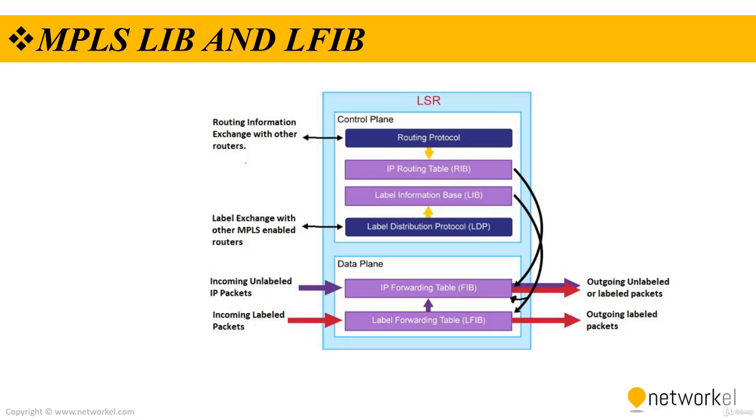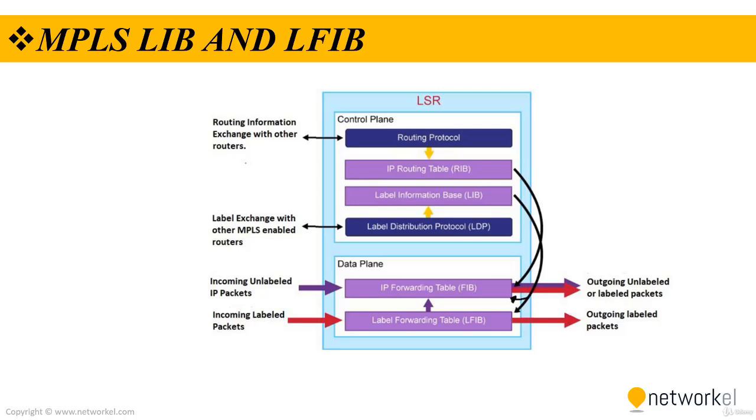Once labels have been exchanged, the label information is used to populate the LIB, and then the best label information can be used to populate the forwarding information base, which is the FIB, so unlabeled packets can be labeled, and the LFIB, so labeled packets can be forwarded or labels can be removed when packets need to be forwarded by the FIB. So yeah, it might look a little bit confusing, and let me tell you more about this one.